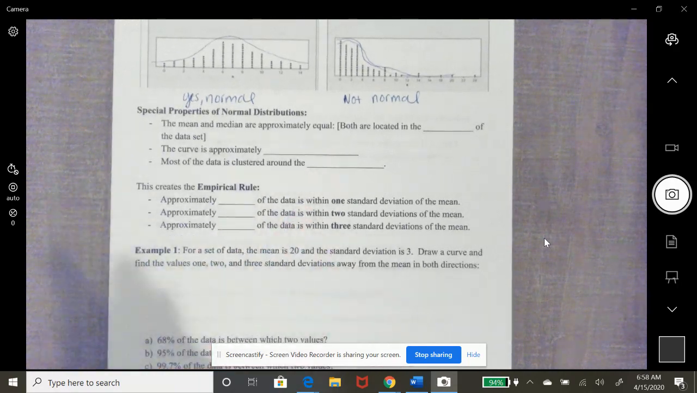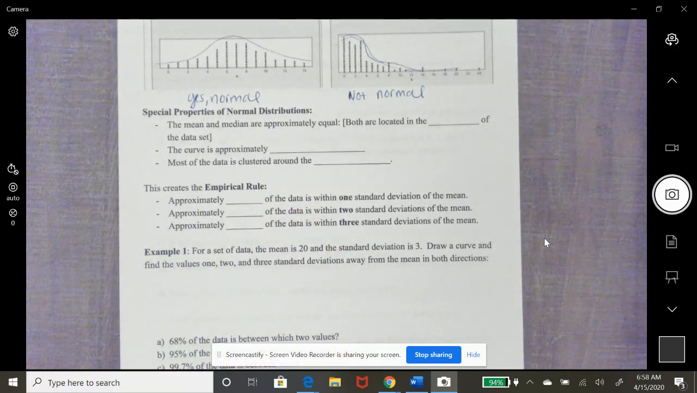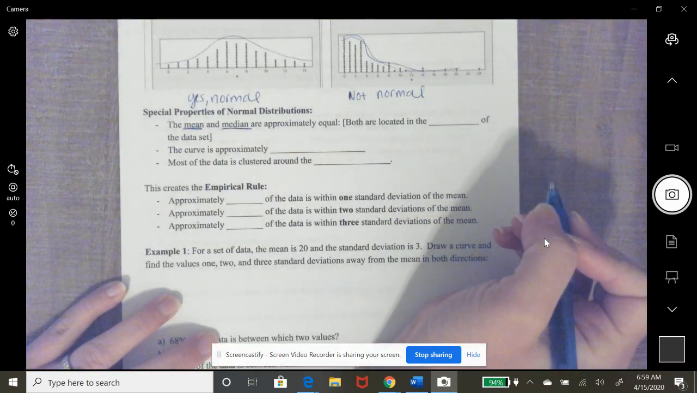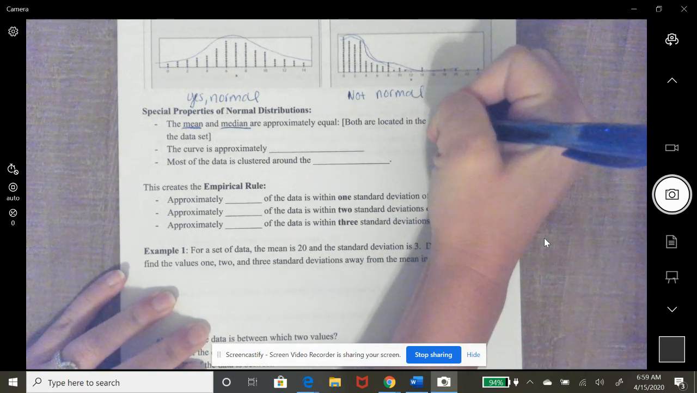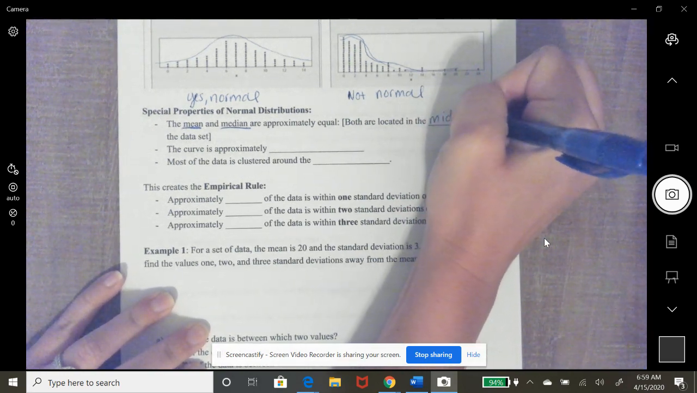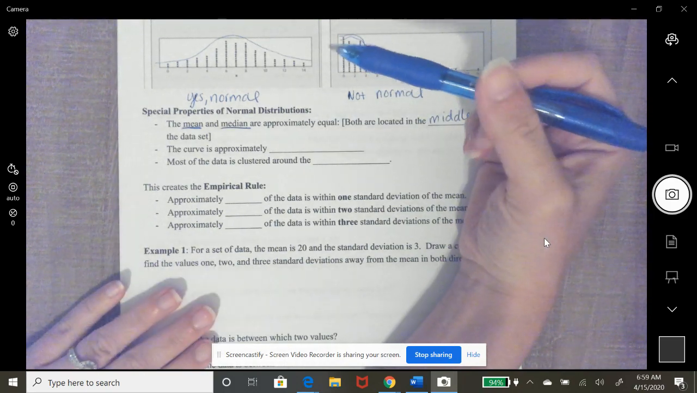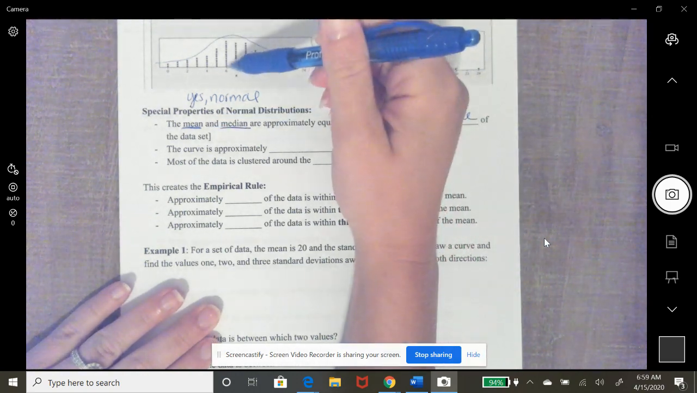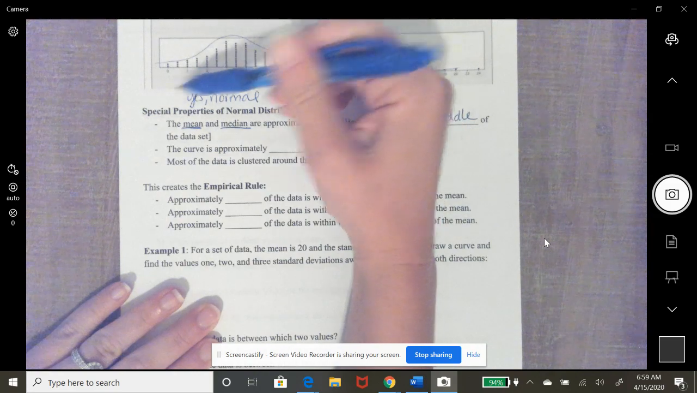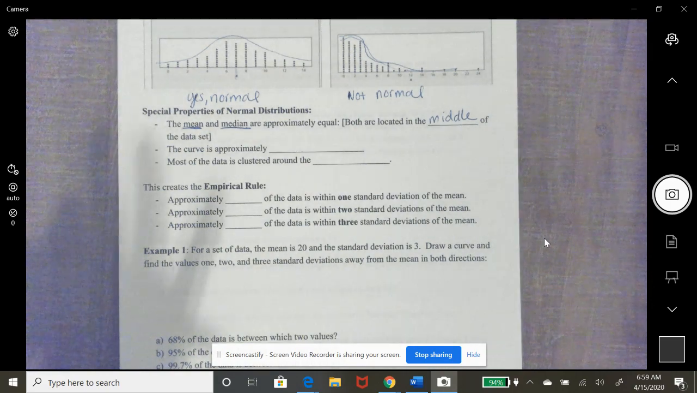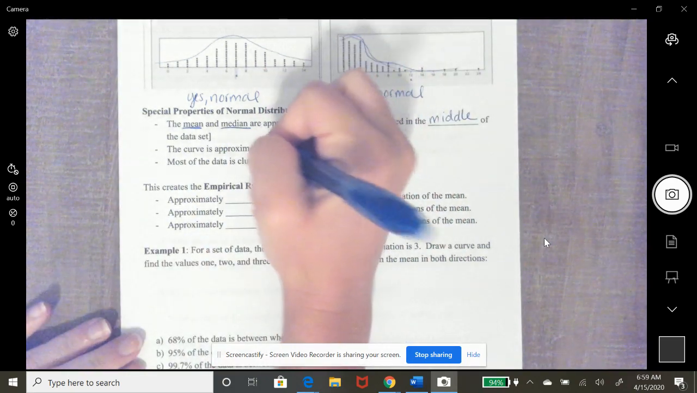Now, some specific properties of normal distributions. If it's normal, the mean and the median are going to be approximately equal because they're both going to be located in the middle of the data set. The median is always in the middle because you line them up and find the middle. But if the mean is in the middle, that means it has that good symmetric property, where it's equal underneath as it is above. So however much is above it is also below it. If it's normal, your mean and your median should be about at the same spot. The curve is approximately symmetrical.